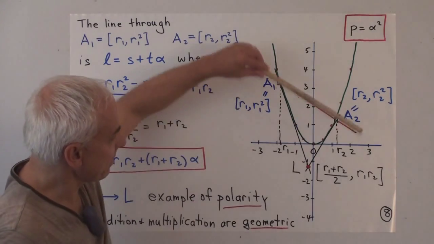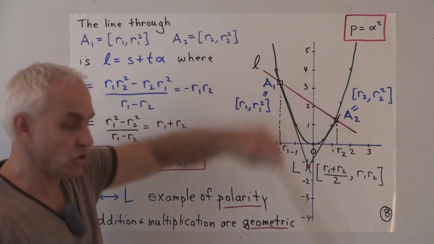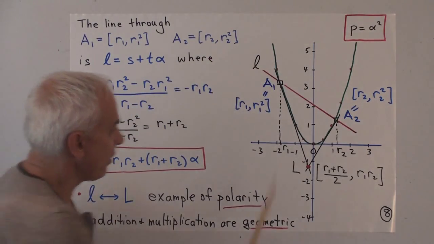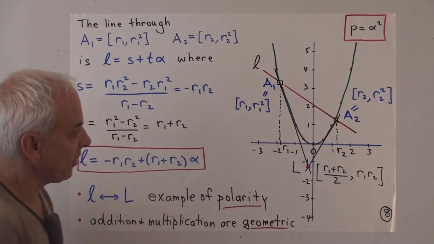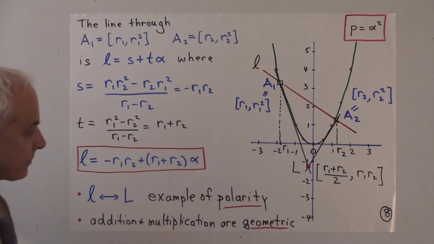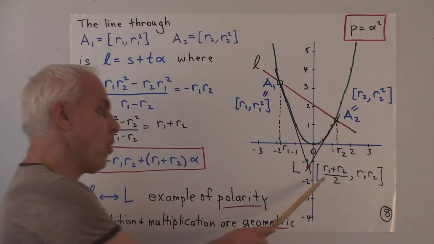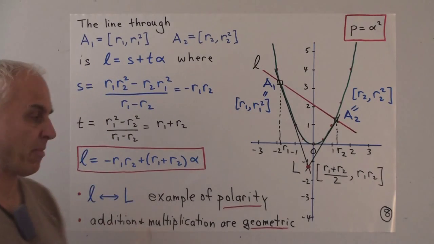And I'm interested in two things. I'm interested in the line that joins those 2 points. And I'm also interested in the two tangents to the parabola at those 2 points and where they meet. So we know where they meet because we've just proven a theorem about that.